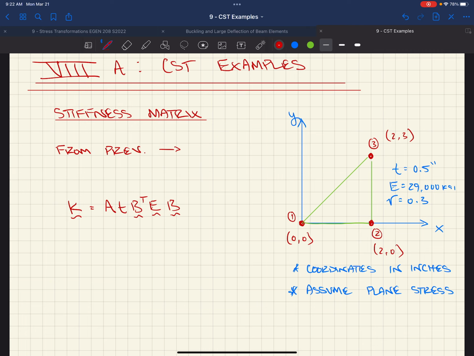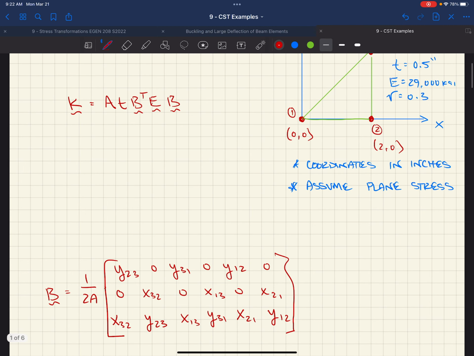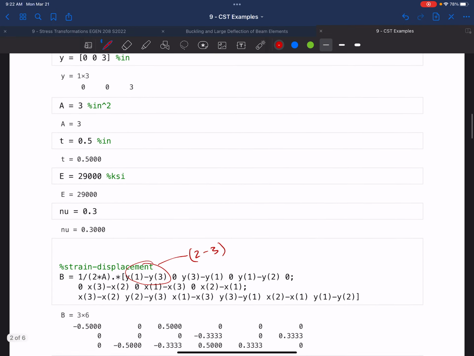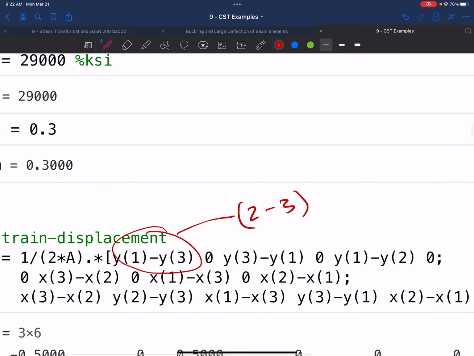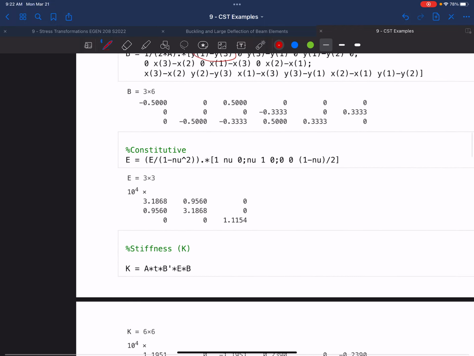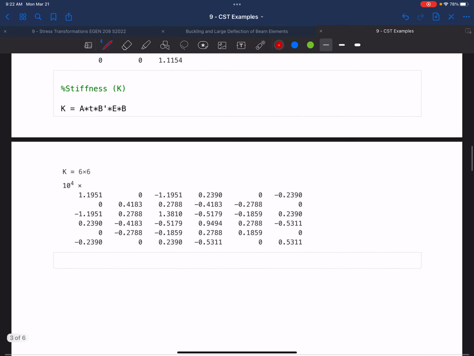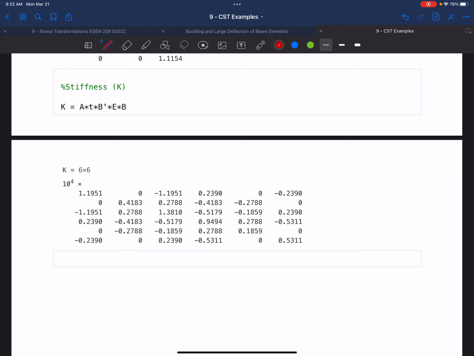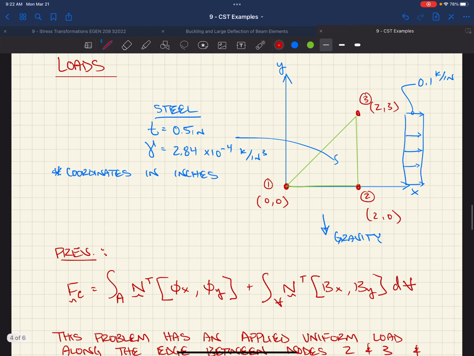And because my 1 and 2 y coordinates are both 0, when I did 1 minus 3, it's the same as saying 2 minus 3. Okay? So I lucked out, but kind of scary. So this thing should be symmetrical, so that should be the right stiffness matrix. Okay? And I think we ended on that.